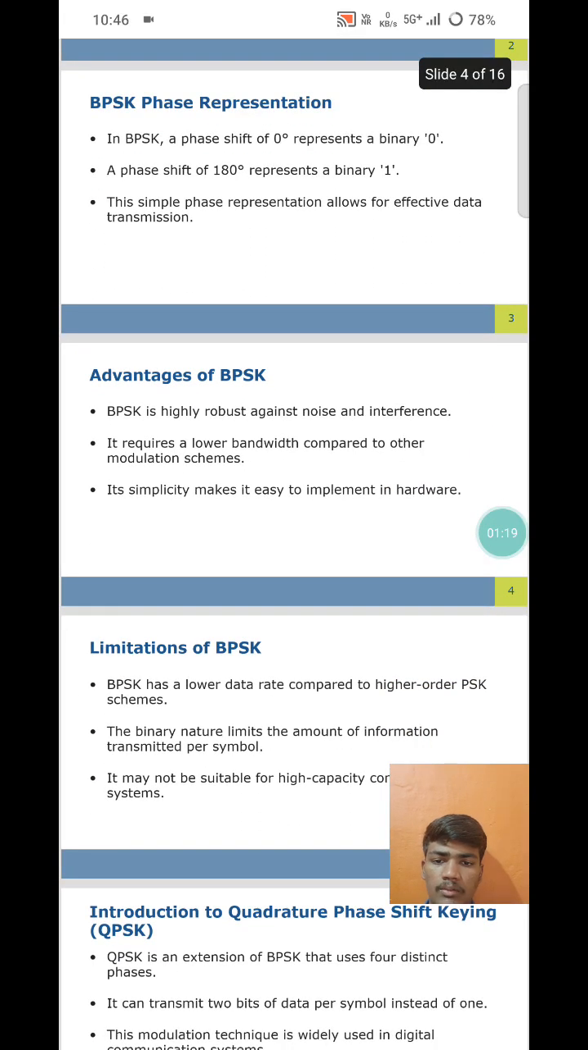Advantages of BPSK. BPSK is highly robust against noise and interference. It requires a lower bandwidth compared to other modulation schemes. Its simplicity makes it easy to implement in hardware.